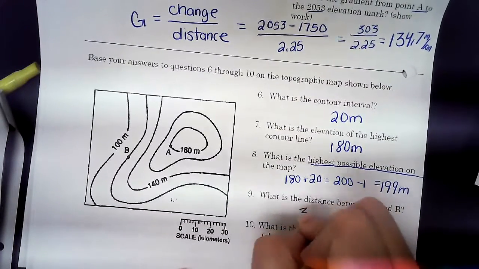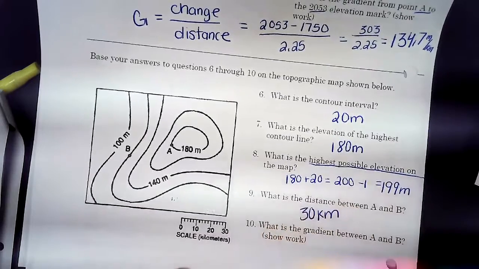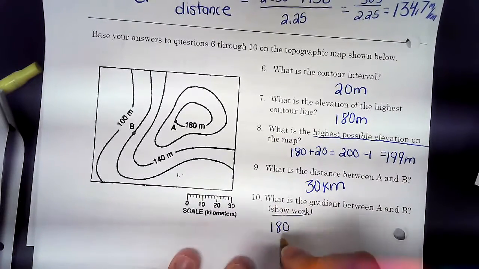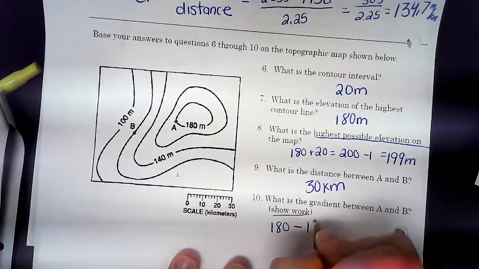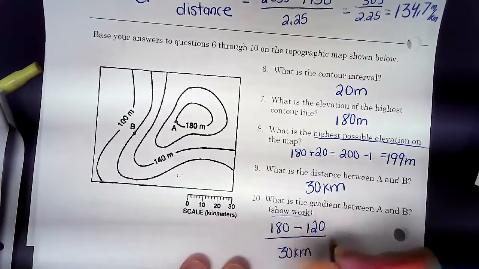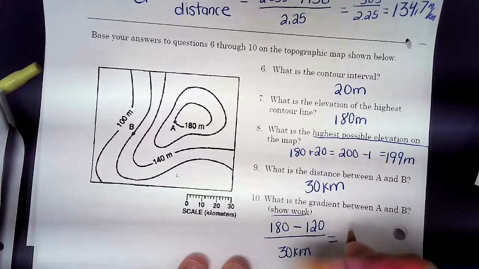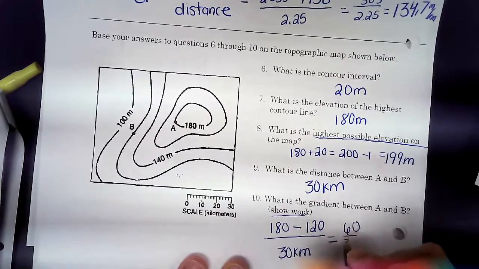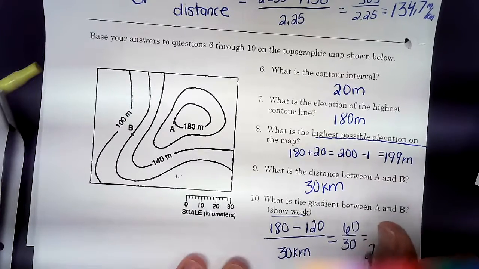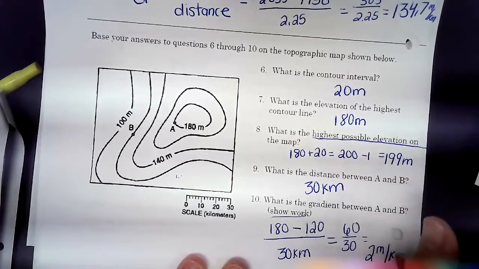Highest possible is 1 less than what would have been the next contour line. Distance between the two of them should be approximately 30 kilometers. It does say show your work, so we need between points A and B, 180 minus 120 divided by 30 kilometers gives us 60 divided by 30, which please do not tell me is 20. It's 2 meters per kilometer.